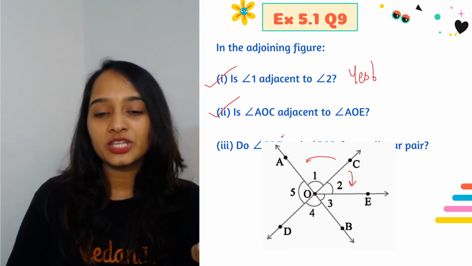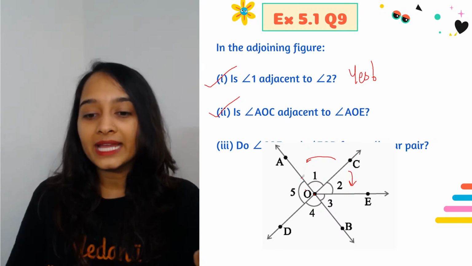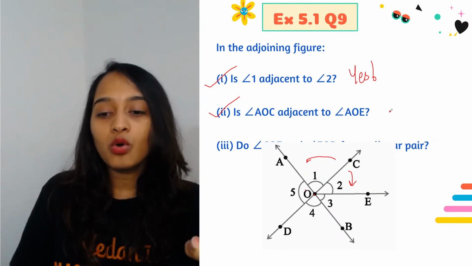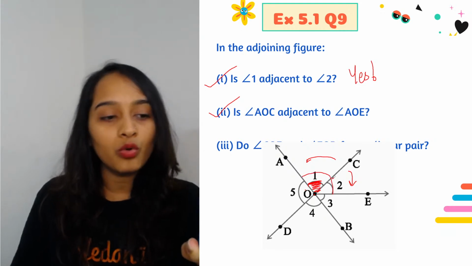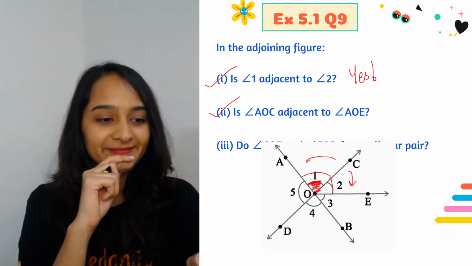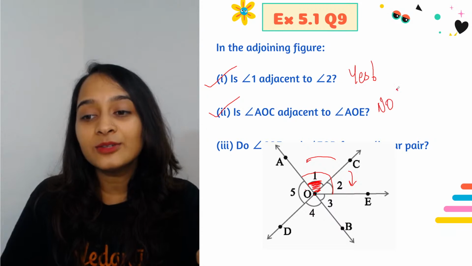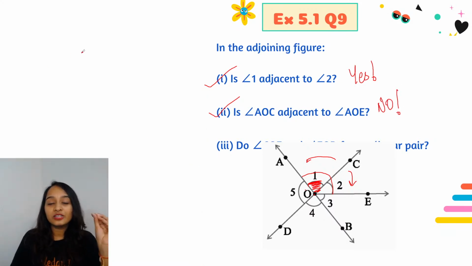Second question. Is angle AOC adjacent to angle AOE? No, Sia got it right. The answer here is no. Guys, they are overlapping. Your adjacent angles should not overlap.